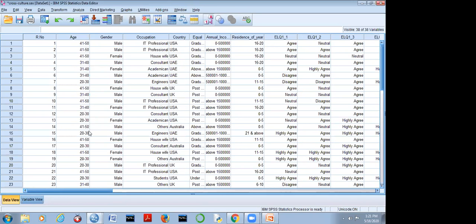So you have to find out the frequency of age. Similarly, you can find out the frequency of others also.